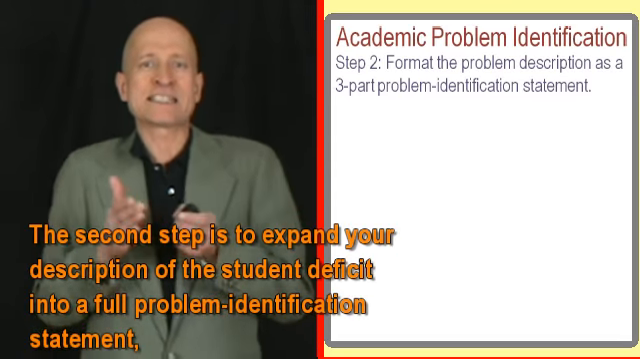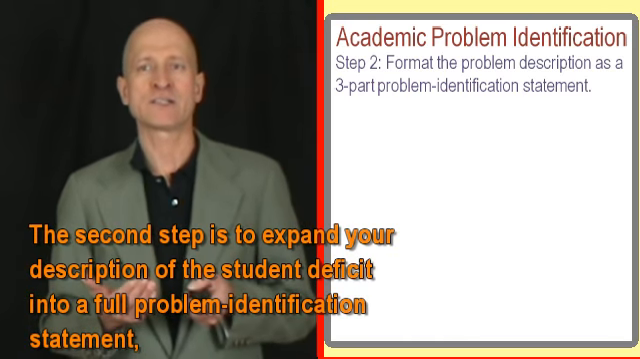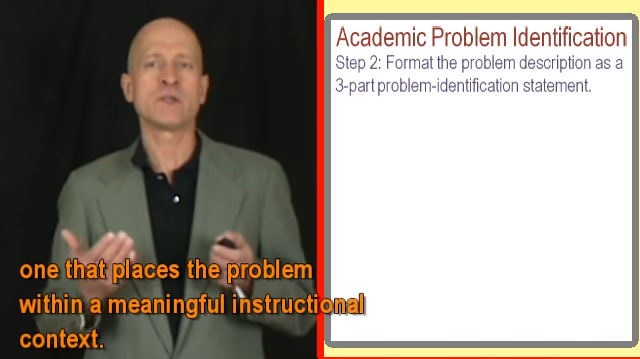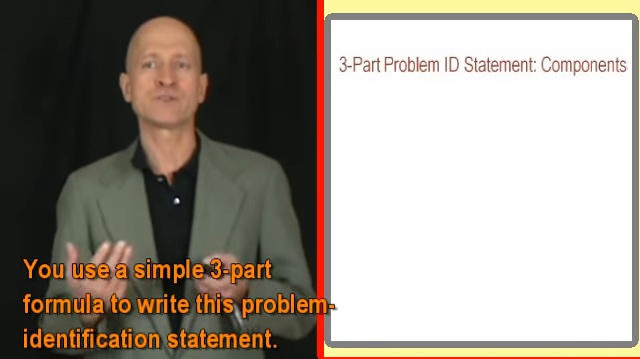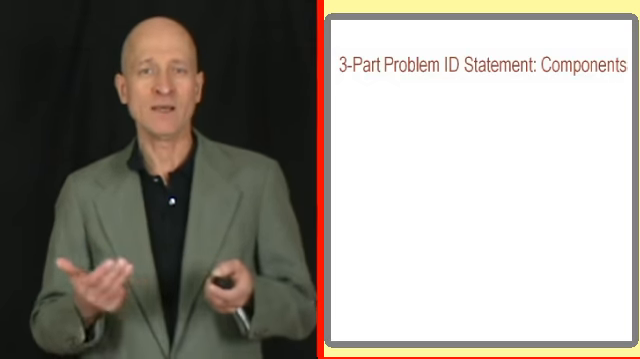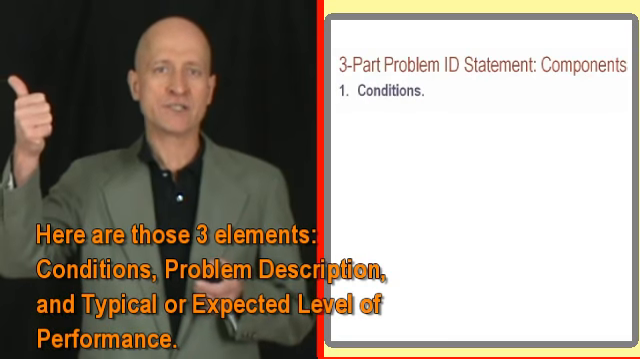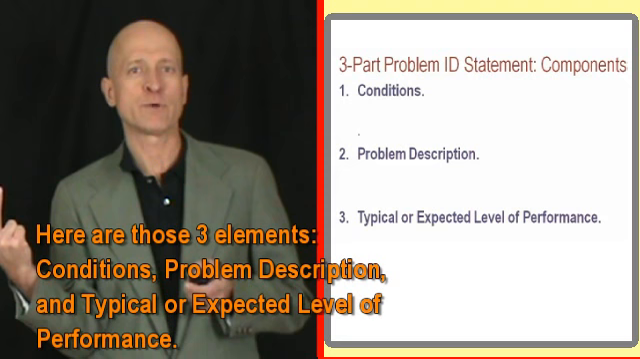The second step is to expand your description of the student deficit into a full problem identification statement, one that places the problem within a meaningful instructional context. You use a simple 3-part formula to write this problem ID, problem identification statement. Here are those 3 elements: conditions, problem description, and typical or expected level of performance.